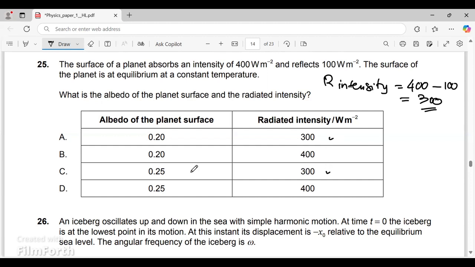And if we divide by the 400 intensity, this is the albedo: 100 divided by 400 equals 0.25.